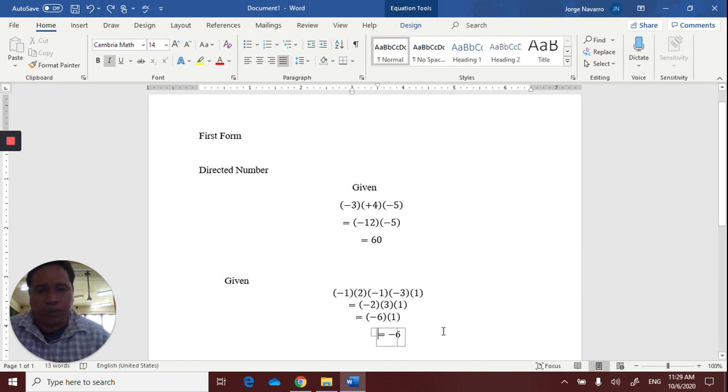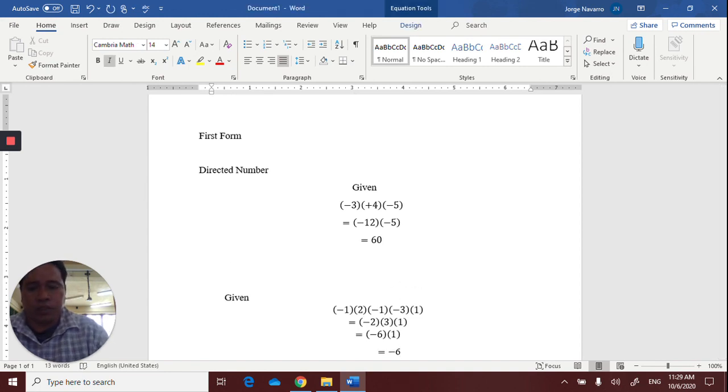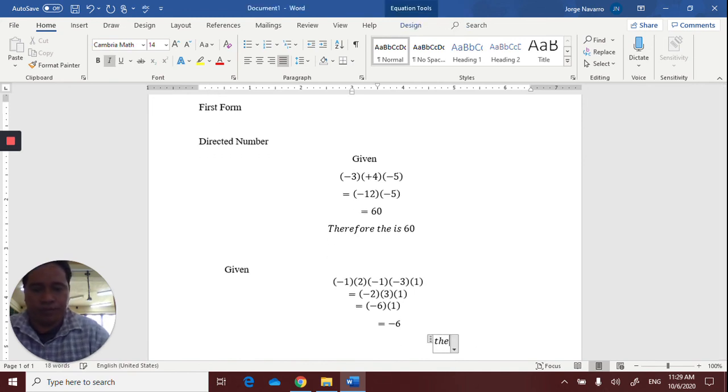Remember also that at the end of the problems, you must write a therefore. So you'll say, therefore, the result is 60. And similarly here, in this one, you'll say, therefore, the result is negative 6. All right?